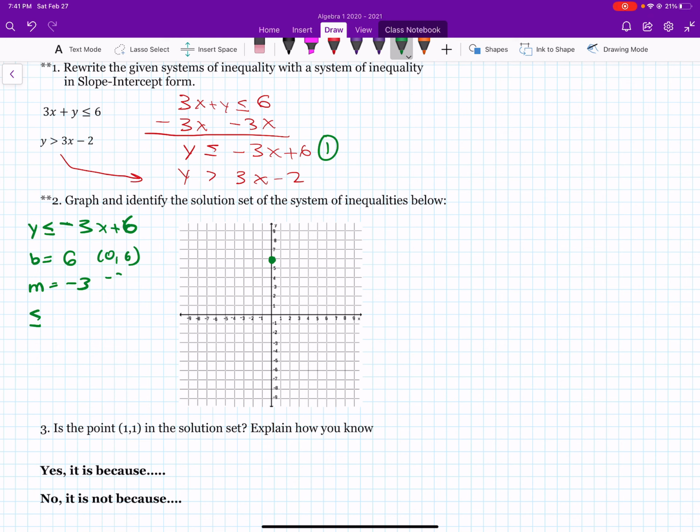The slope is negative 3, which as a fraction is negative 3 over positive 1, which means we're going down 3, right 1. Down 3, right 1, and we just keep it moving. Or we can go up 3, left 1. Either way, we have a solid line with arrows at the end. Because of the equal part, it's inclusive, all points are included, and then shade below.